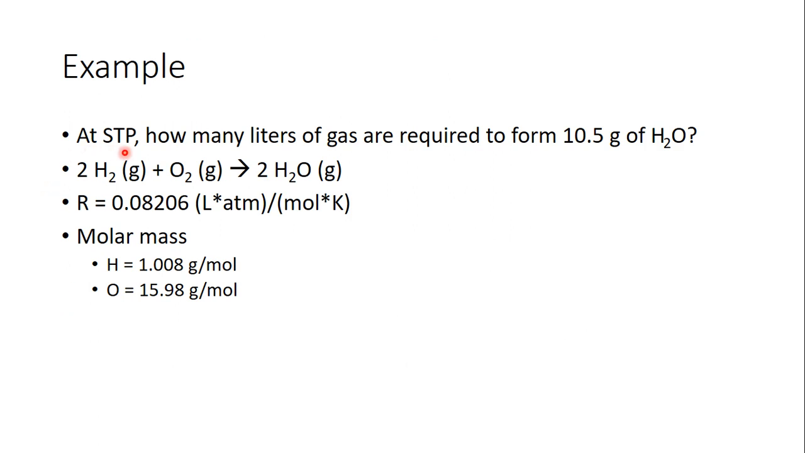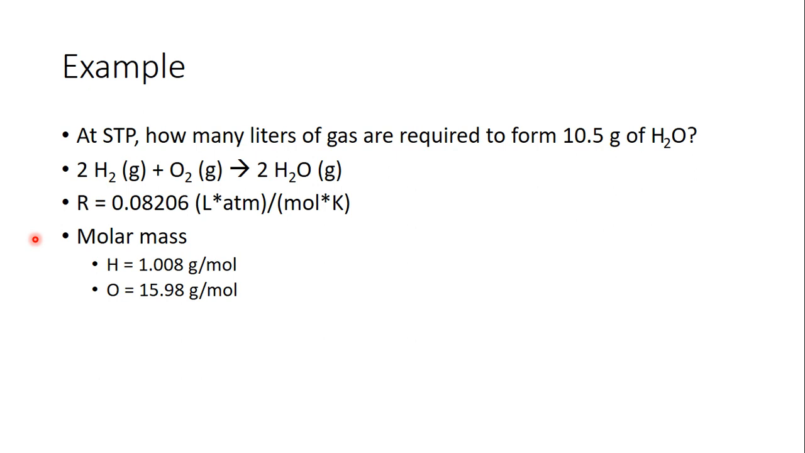We're at STP, and I want to know how many liters of gas we need to make 10.5 grams of water. And here's the equation we're using. We're using hydrogen plus oxygen to make our water. Here's our gas constant. Here's the molar mass of hydrogen and oxygen. So see if you can't figure this out. Pause the video. Come back when you have an answer.